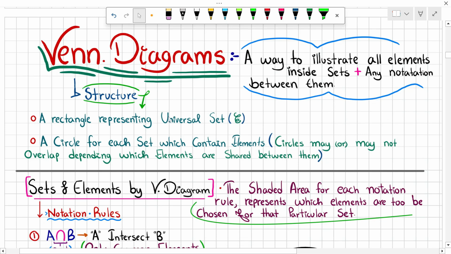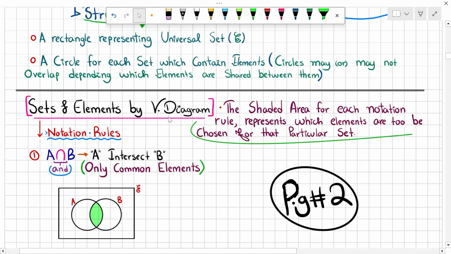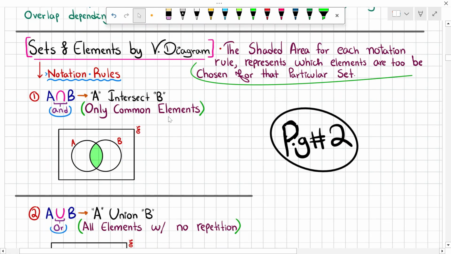Venn diagrams is a way to illustrate all elements inside sets and any notations between them. So the structure of a Venn diagram, you have a rectangle that represents the universal set, the big set, and inside this rectangle, we have a circle for each set, which contains different elements. So the circles may or may not be overlapping depending on which elements are shared between them. So we're now going to have a look at some sets and elements and how they are used by Venn diagrams.